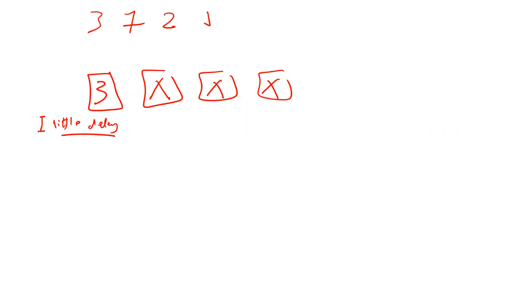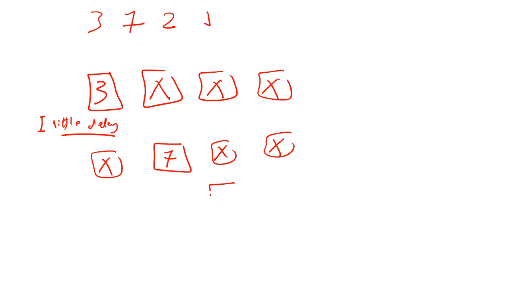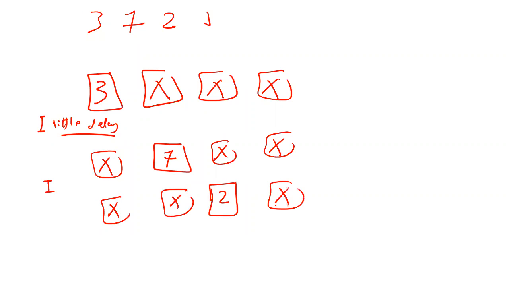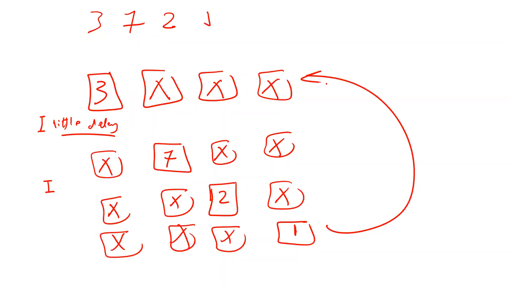Okay, I'm going to elaborate. I'm going to put a little delay. After that, I'm going to put number 7, and turn the other ones off. Then, same thing, I have to put a delay here and wait for some time. Then here I'm going to put number 2, and the other ones are off. And then here I'm going to write number 1, the other ones are off. Okay, guys? Then I have to go back and repeat again.